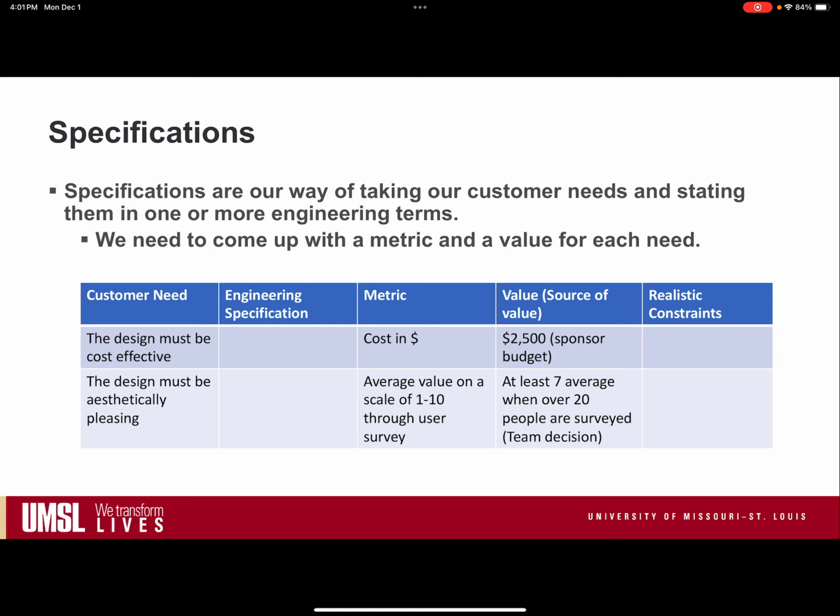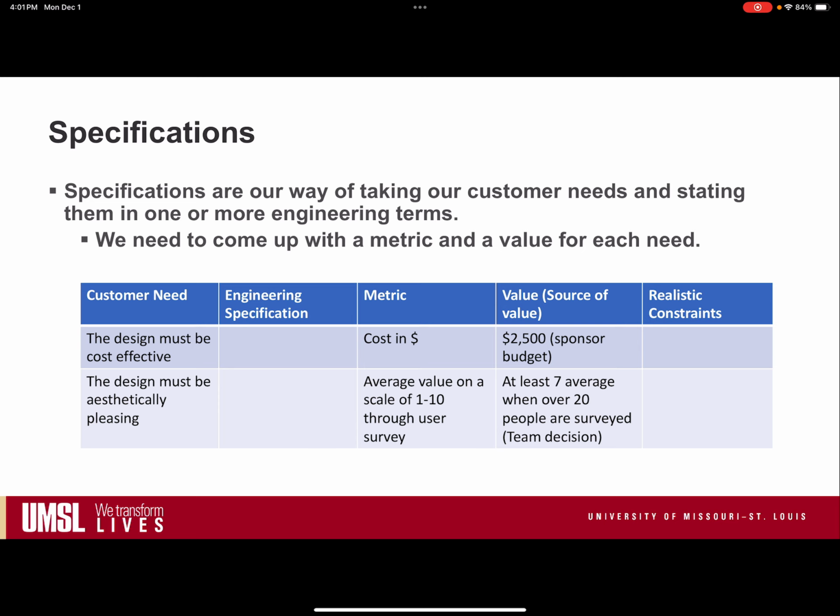How did you get the value? From the sponsor, from the customer, from the designer. And also 7 out of 10, if you're going to average 20 people, how did you get the number 7 for our survey? That's something that you can come up with your team, saying that this is the number that we are going to use.